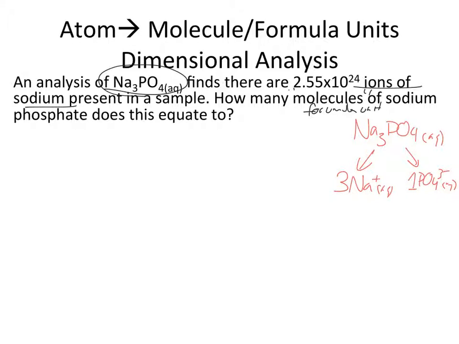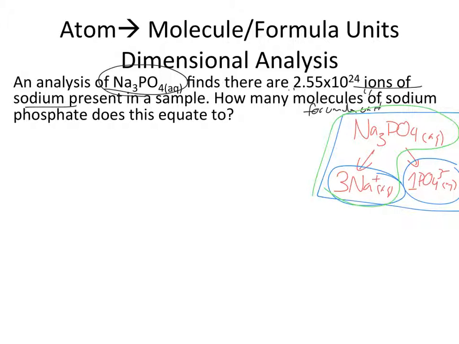Okay, so in this one formula unit right here, this one formula unit of sodium phosphate, we have 3 ions of sodium and 1 phosphate ion here. So what we've just done is, again, we've created a definition for us to use right here. One formula unit of sodium phosphate equals 3 ions of sodium. So let's try to work this into this example.